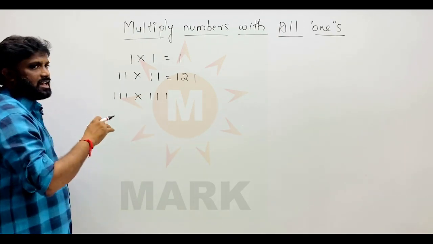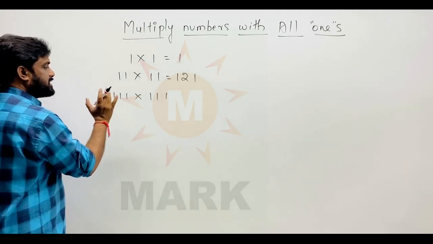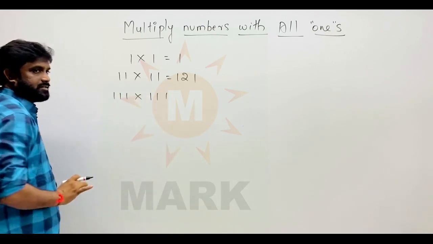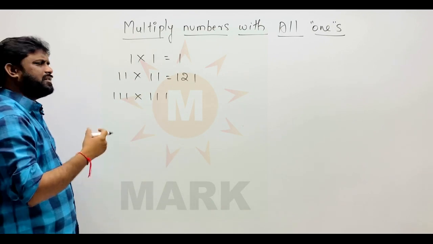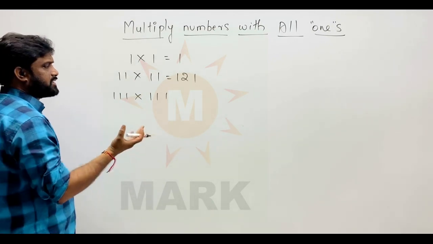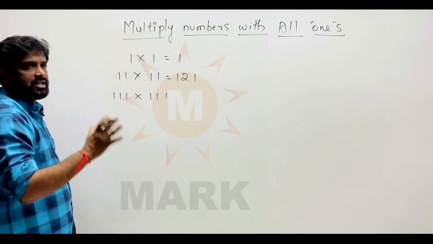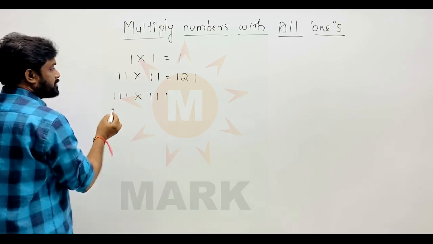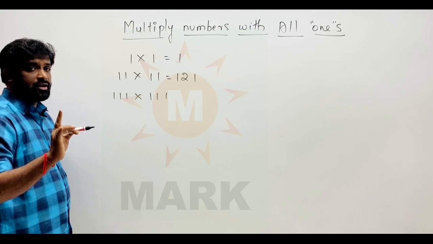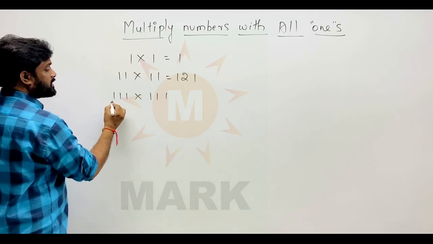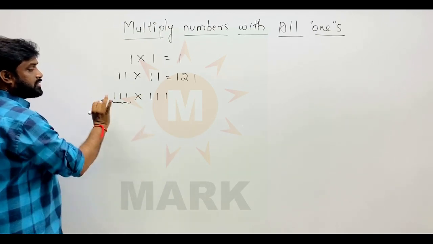So clearly in this case, this is nothing but 3 ones into 3 ones. If you do this multiplication manually, you will take a minimum of 15 to 20 seconds, but we can do it in just 3 or 4 seconds with this technique. So this is 3 ones into 3 ones. That means you are handling the multiplication of 3 ones. So how many ones are there here? 3 ones are there.